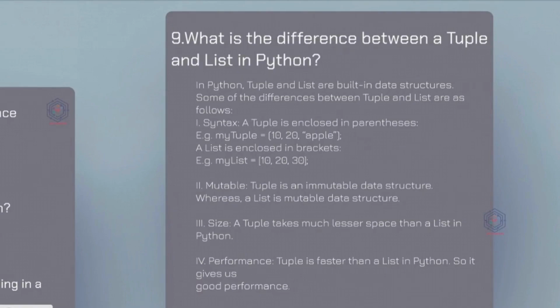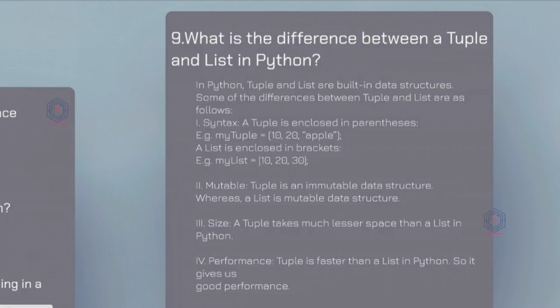What is the difference between tuple and list in Python? In Python, tuple and list are built-in data structures. Some of the differences are listed as follows. First of all, syntax.